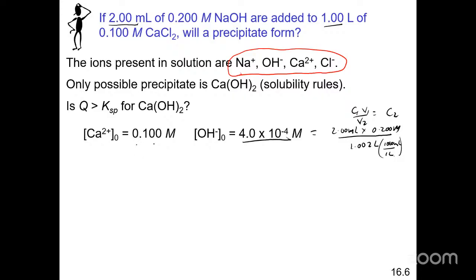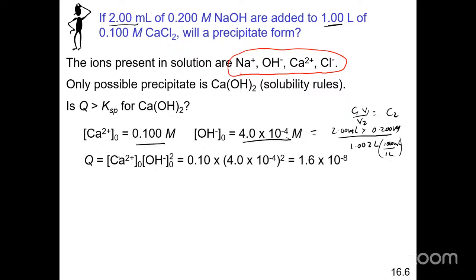Similarly, you're going to get 0.100 M when you mix the 1 liter of the calcium chloride with the 2 mL of the sodium hydroxide. So for the calcium, you're going to get 0.100 M by doing a similar calculation. Then you plug those values into the QSP equation, and when you do that, you're going to end up with 1.6 times 10 to the minus 8. Then you compare that QSP for calcium hydroxide, which means that you have to consult the tables.